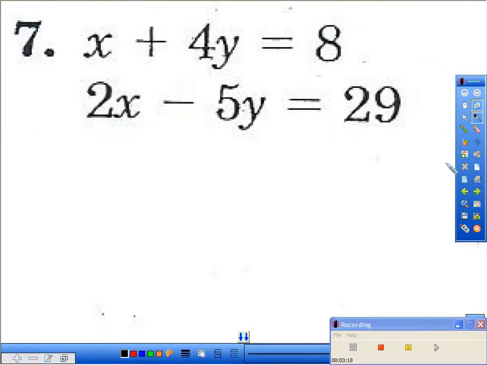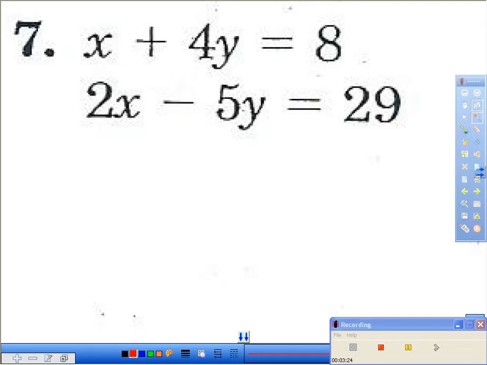So looking at number 7, we need to follow that same process. First, we need to solve either the top equation or the bottom equation for x or for y. And we get to choose which one we want to solve for, x or y. Some people were confused because they said we've been solving for y all 9 weeks. Why are we now going to solve for x?